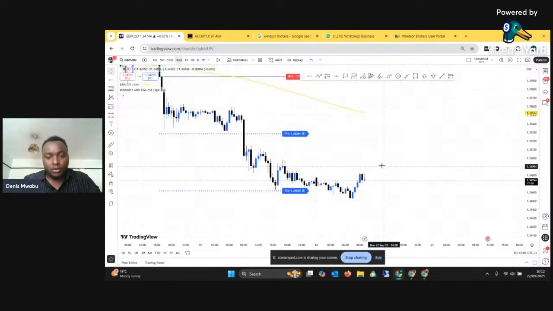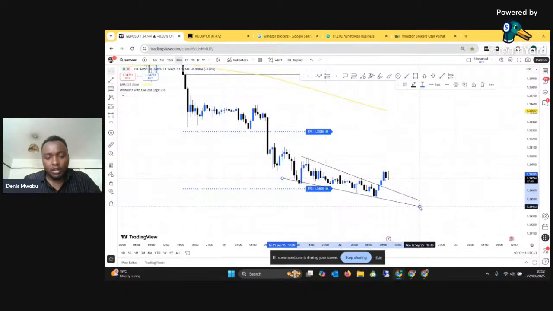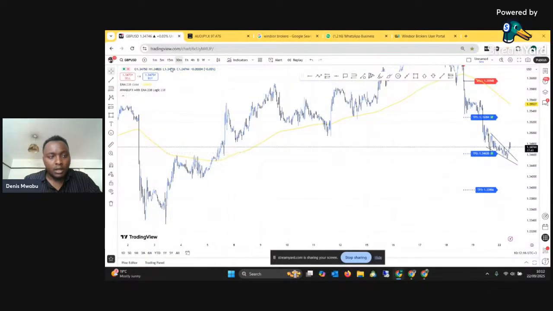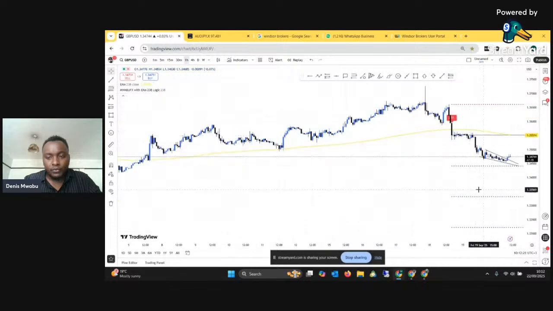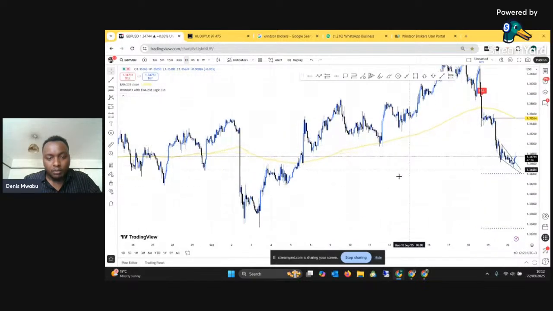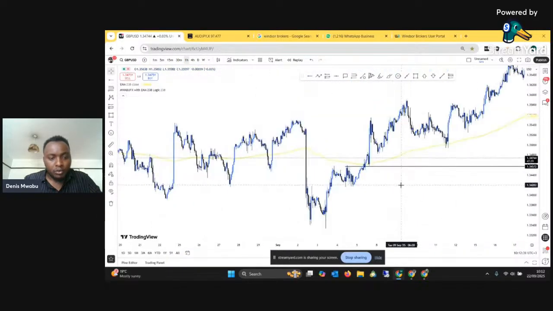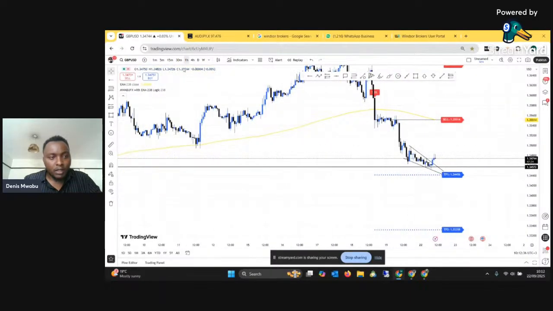Let's remove all the previous drawings, so we just need one. This move here is what it has identified. If we see a move like that, we want to go to the left side and see which area it is reacting from. Remember how I showed you how to identify supply and demand zones. For example, you can see this one is reacting from this particular area here. So this is why it is giving that buy.